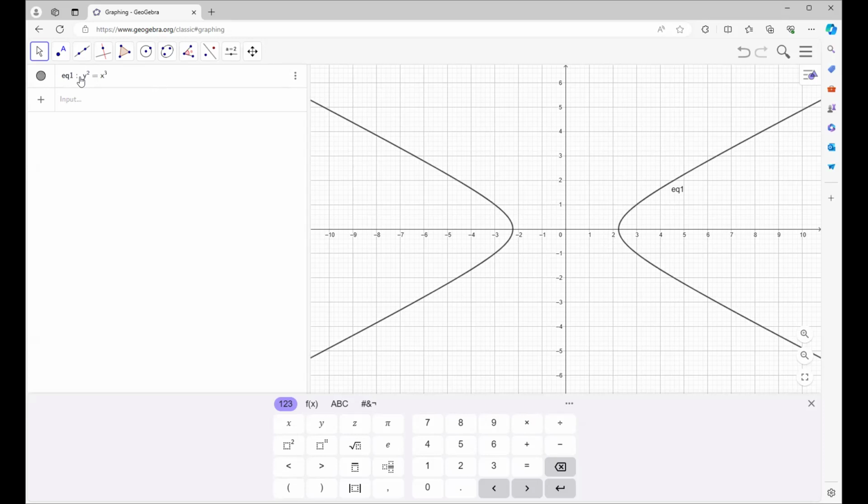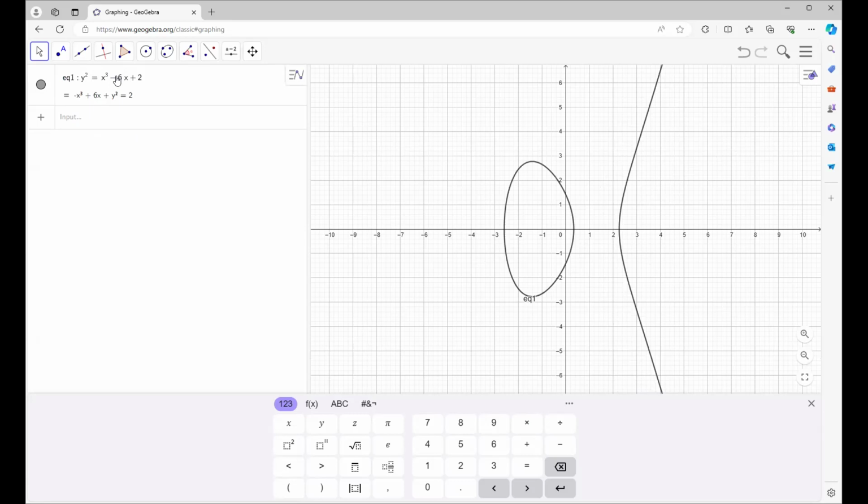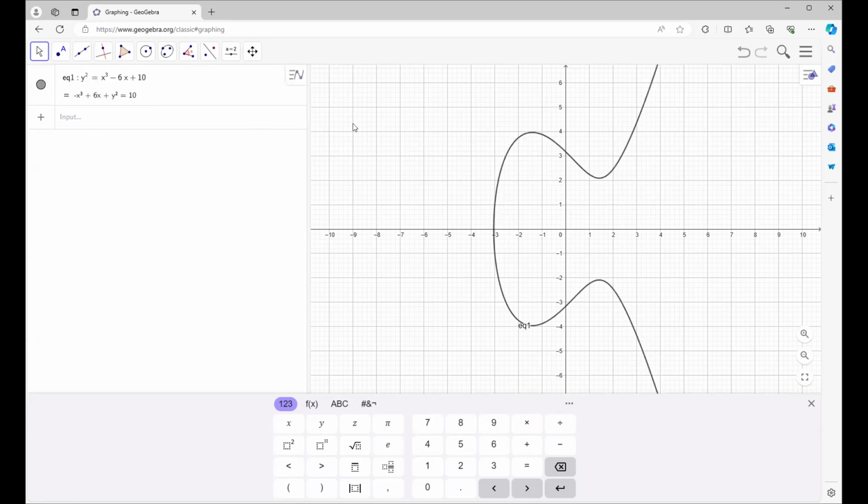equals x cubed. I'm just going to do that. And I get this kind of interesting little cusp thing going on here. If I just change that slightly to go minus 6x plus 2, we have this where I now have an O, and we have this. And again, I can modify this ever so slightly to have this be 10 now. And now we got a cool shape. This is the shape of an elliptic curve.